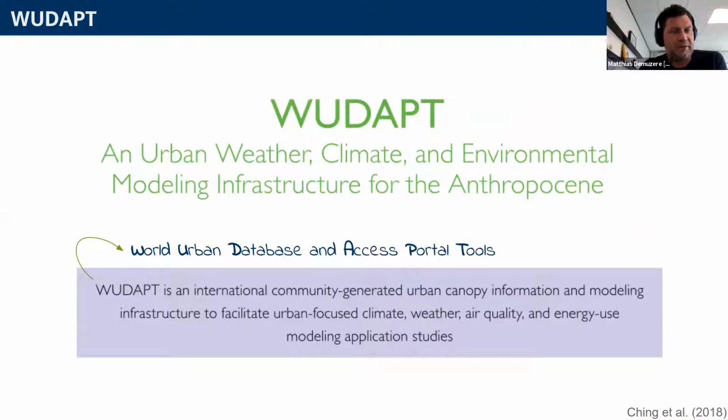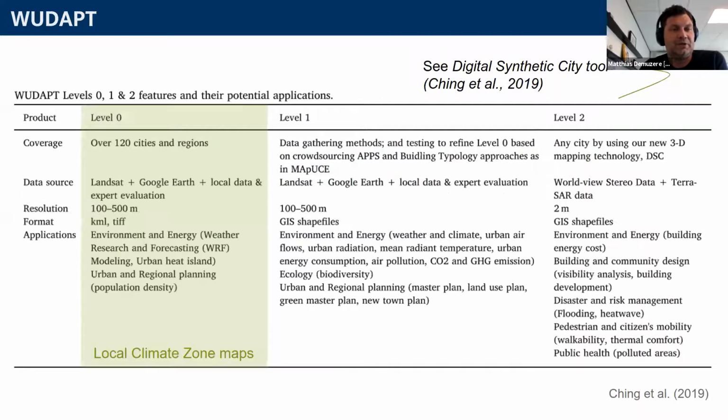This work provides a seamless transition to UDAP, the community initiative to facilitate a variety of urban-focused model application studies. The urban data generation within UDAP is structured in 3 levels of detail, where level 0 refers to the LCZ maps. So now I would like to take a small trip down memory lane and review how the LCZ mapping began and how it evolved until now.